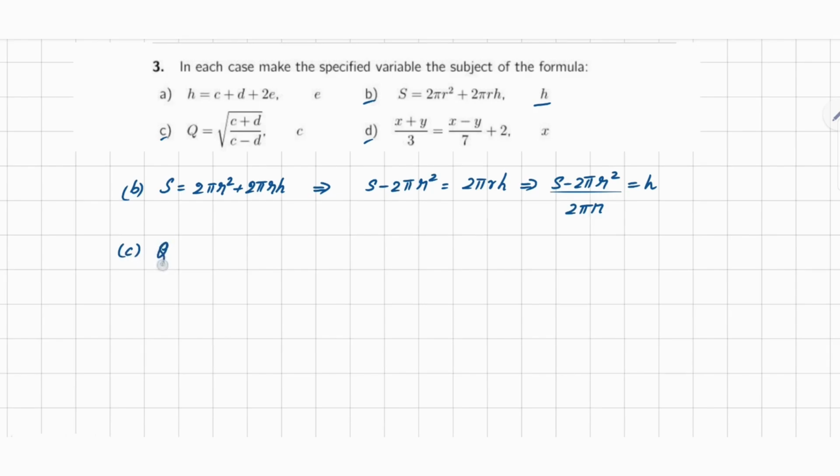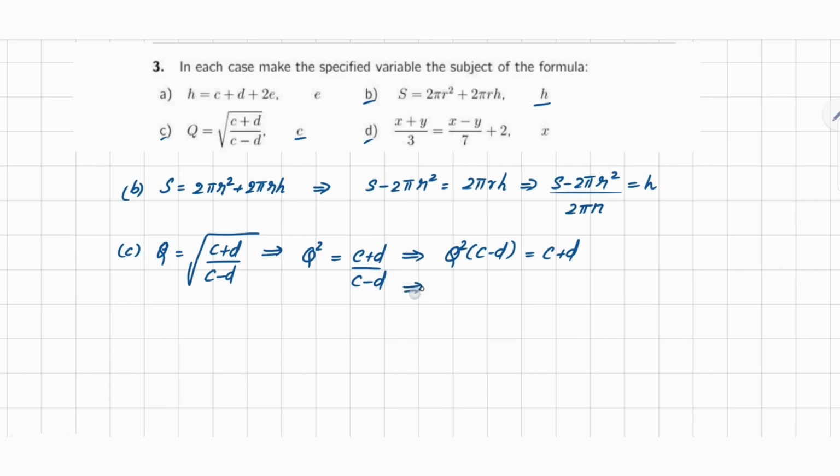For c, we have q equals square root of c plus d over c minus d. And we have to make c as a subject of the formula. We can square both sides of the equation. So q squared equals c plus d over c minus d. We can multiply both sides by c minus d. So that's q squared times c minus d equals c plus d. I'm going to open the bracket. So we have q squared times c minus q squared times d equals c plus d.